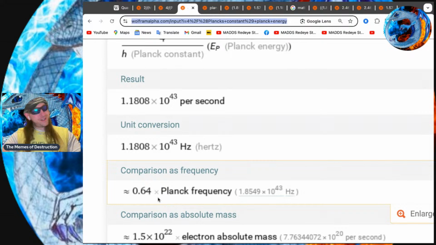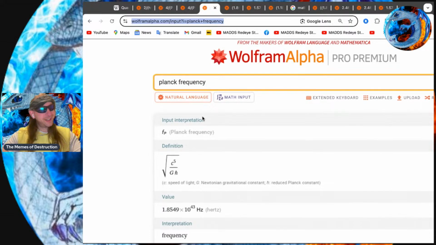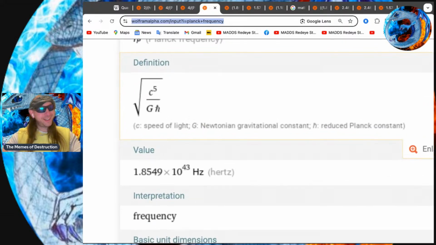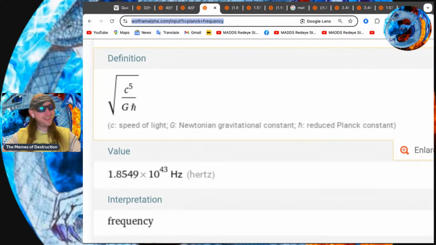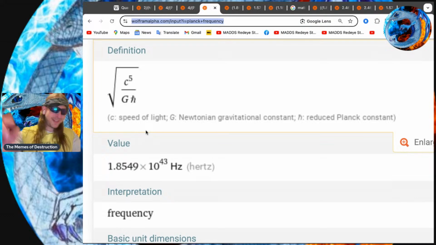I must have a ratio between the Planck frequency. That's interesting. What may that relationship be? First, we go to the Planck frequency. And how we define it currently, we have basically speed of light to the 5th over big G, the Newton gravitational constant, times h bar, the elementary unit of action. Now, that's all square rooted. It gives us 1.85 times 10 to the 43.